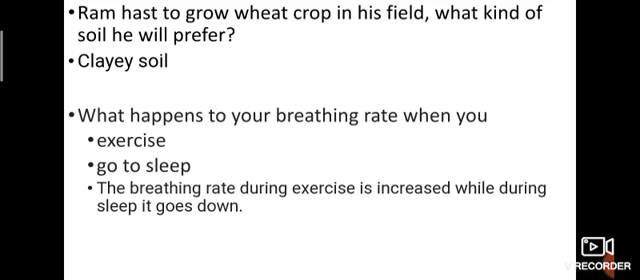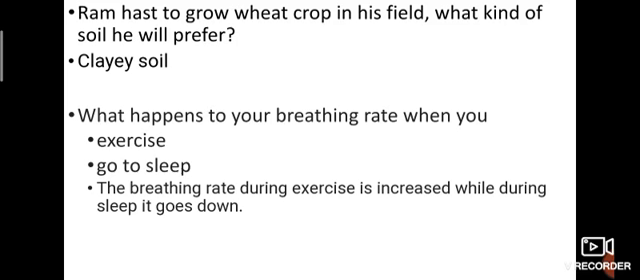Next one. Ram has to grow wheat crop in his field. What kind of soil will he prefer? Clayey soil. Clayey soil is apt for wheat cultivation.